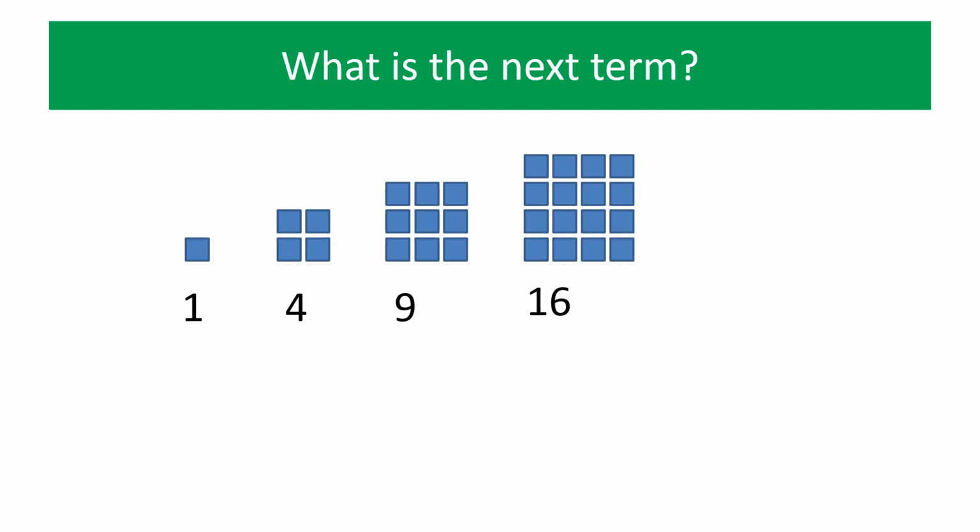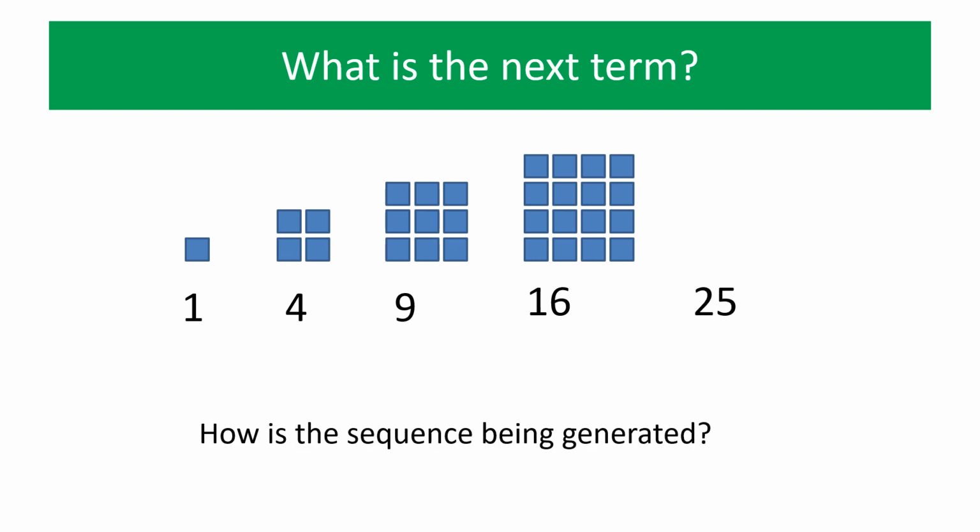Okay, so I'm hoping that you notice that here we've got our square numbers, because we can see 1 squared is 1, 2 squared is 4, 3 squared is 9, and 4 squared is 16. So our next term in the sequence is going to be 25, because 5 squared, or 5 times 5, is going to give us 25. So this is a sequence of our square numbers. And the reason we call them square numbers is because we can rearrange the squares into squares.